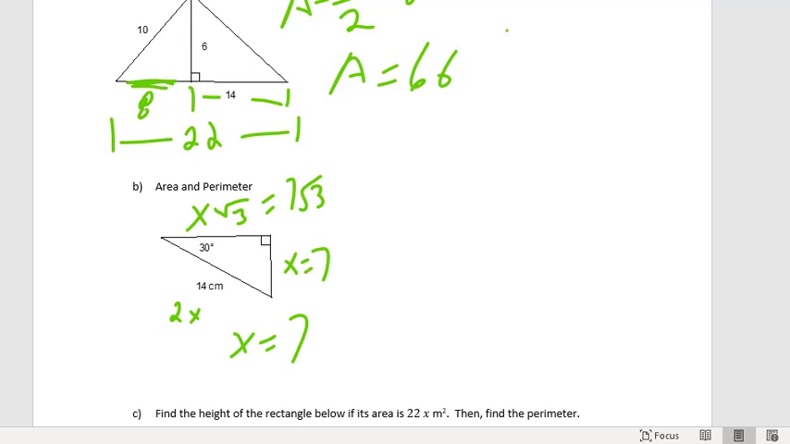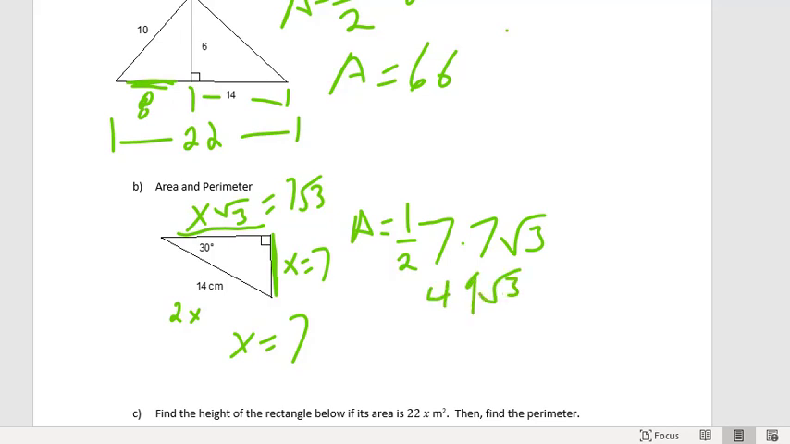All right, for the area, we are going to do the base, this is our base, times the height. So area is 1/2 the base, 7, times the height, which is 7 times the square root of 3. So this ends up being 49 times the square root of 3 over 2.